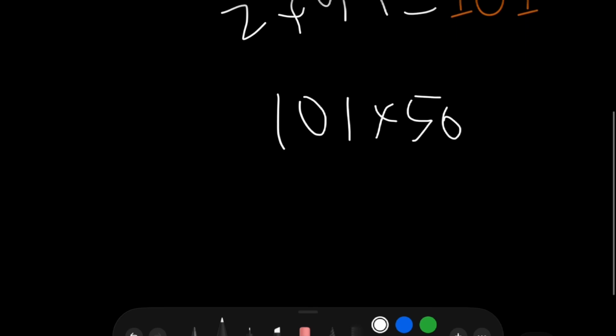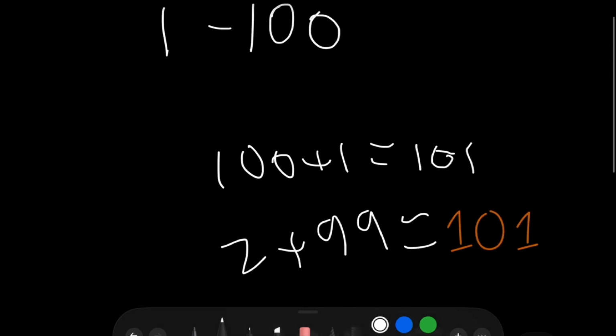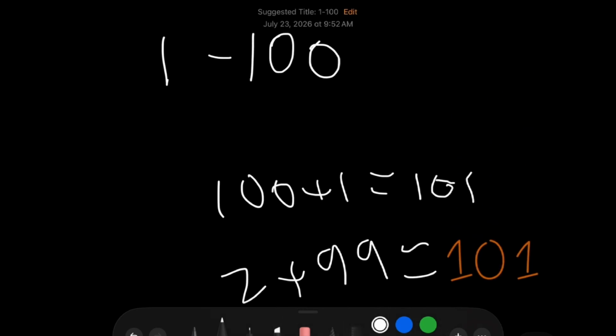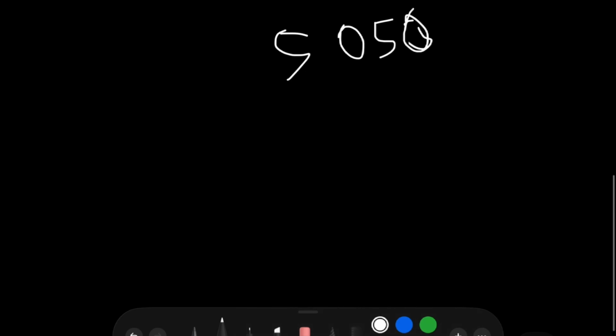And that should be easy math for you. That would be this. $5,500. You just added 100 numbers in a very easy multiplication.